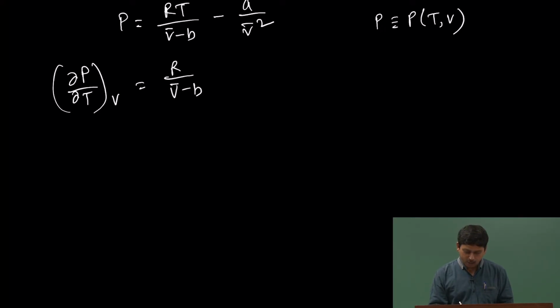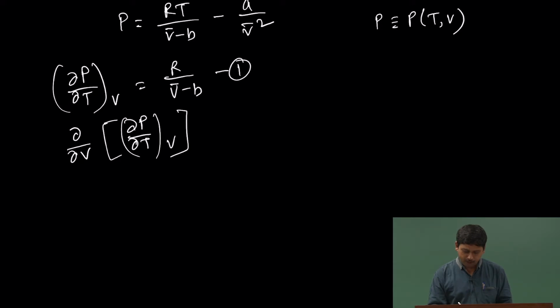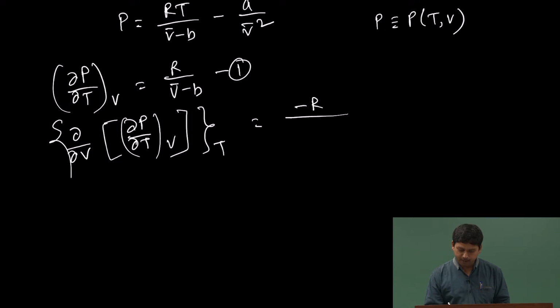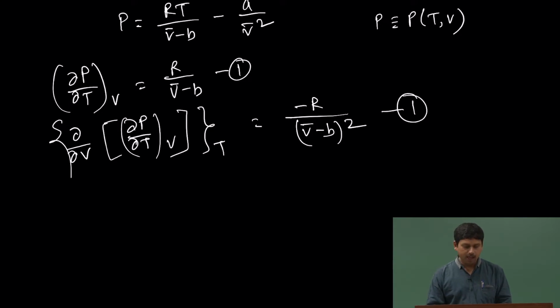Now, let us say we take the derivative of that again with respect to V. Now, del V of this quantity del P del T at V, which has to be at a constant T, is going to be minus R by V minus b whole square, right. Let us call that equation 1, and let us do it the other way round.